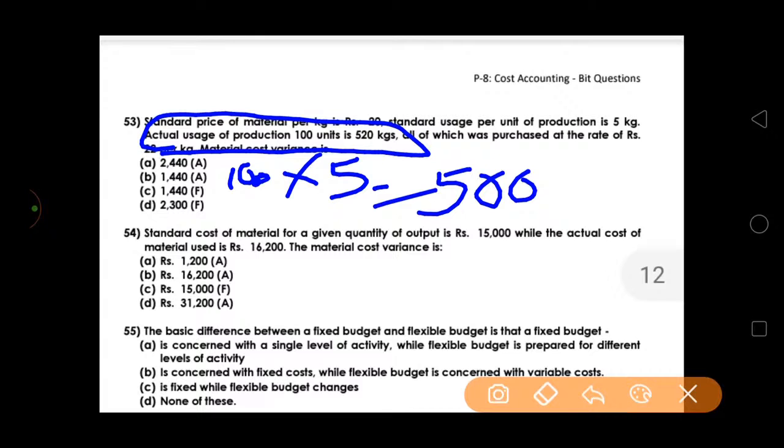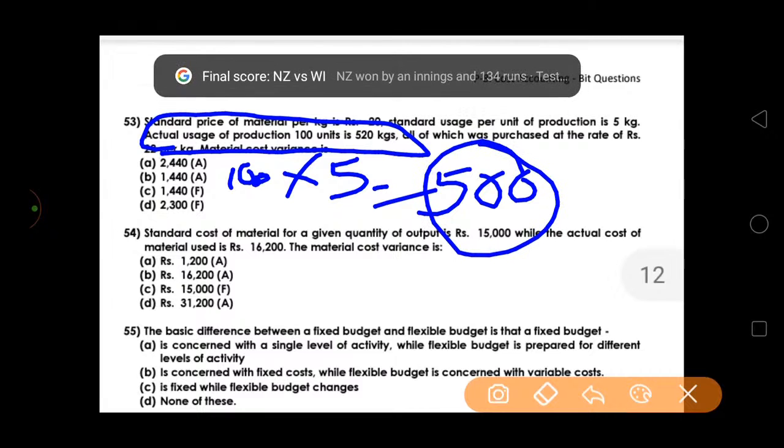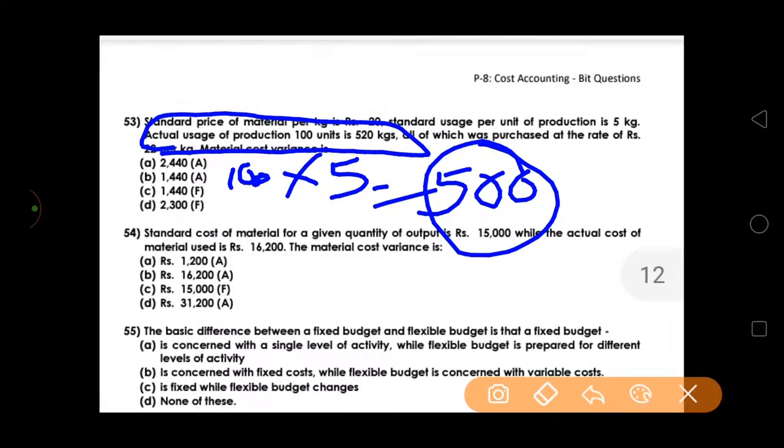So one unit of production is 5 kg, and for 100 units of actual production, the total standard usage is 500 kgs.